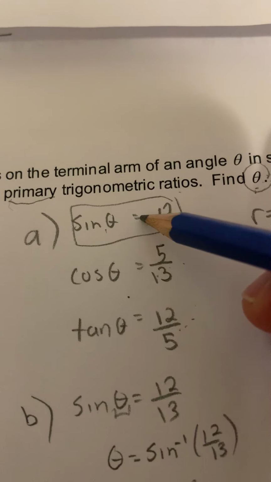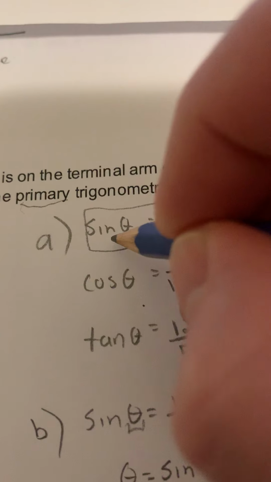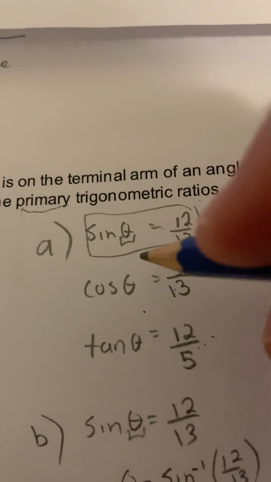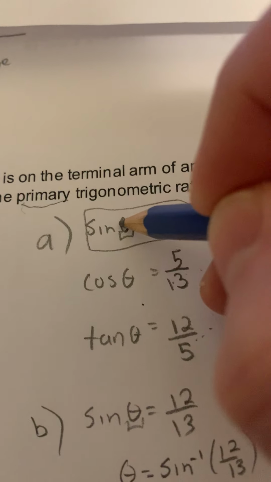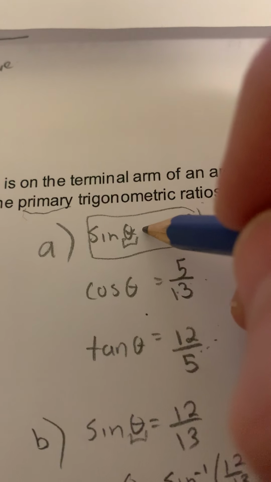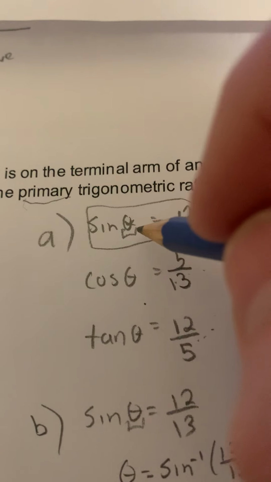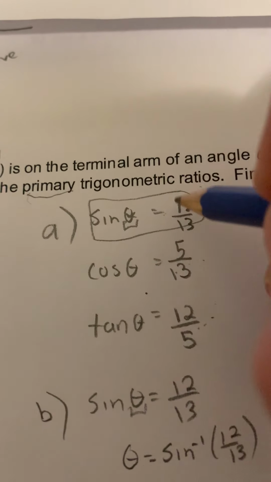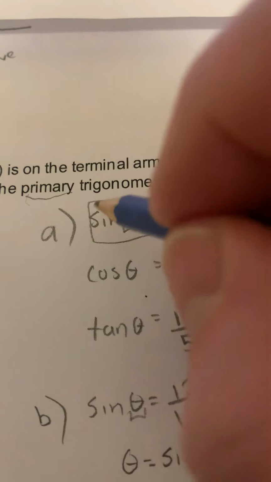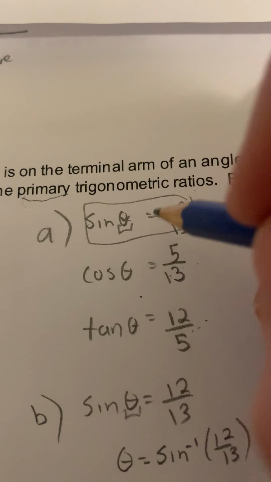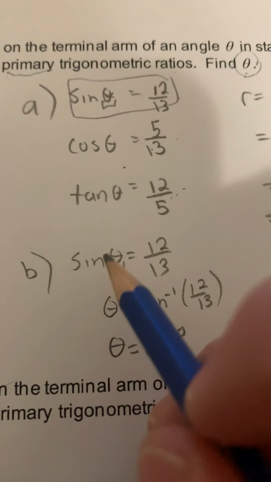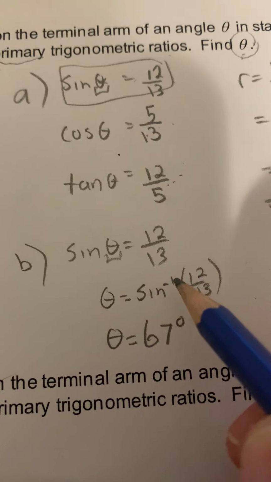Okay, so I'm just going to use the first one. We want to find what theta is. Anytime we're looking for an angle, remember you have to use the inverse function on your calculator. So we isolate for theta by bringing the sine over, or cancel it out, and it becomes sine inverse of 12 over 13. Okay, so that's what I did here.